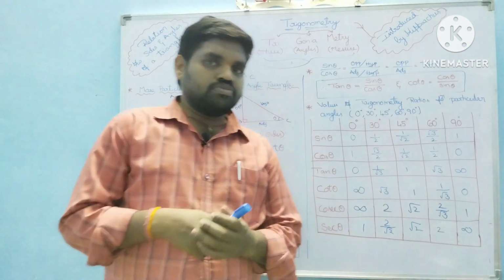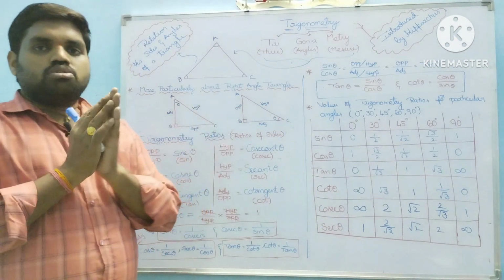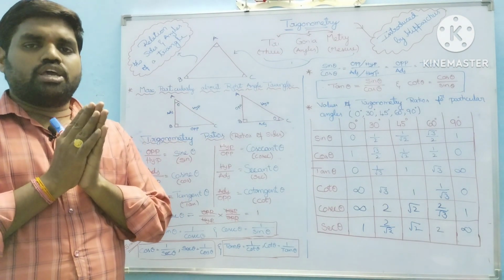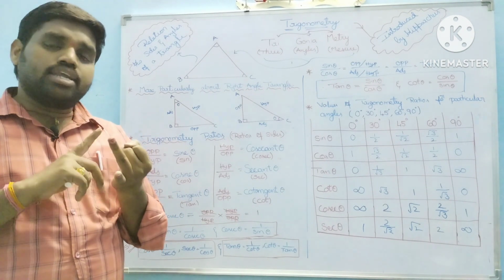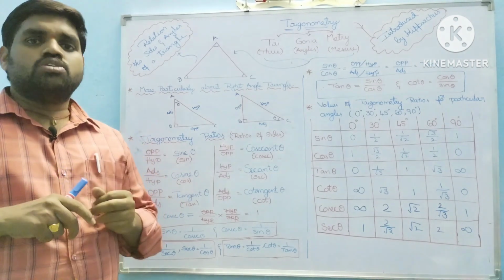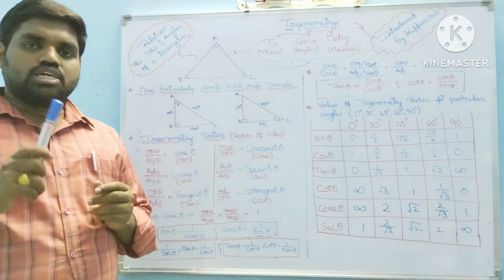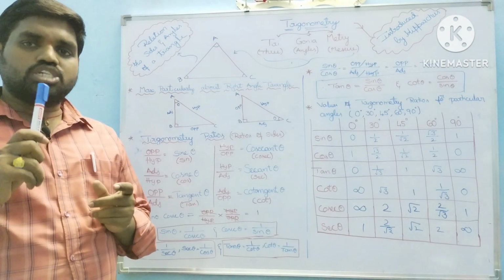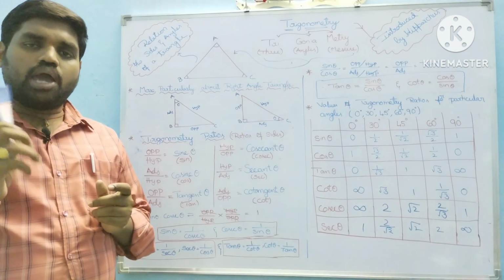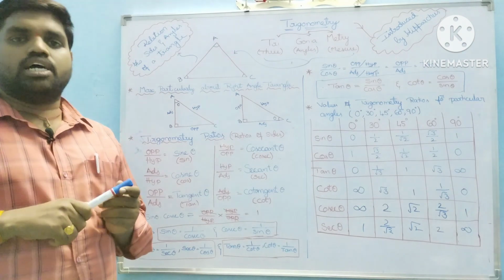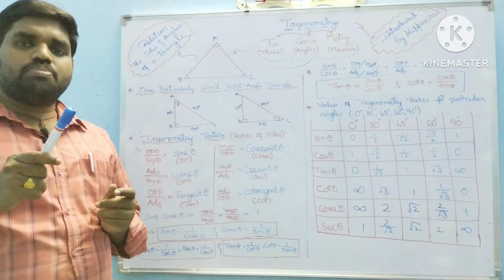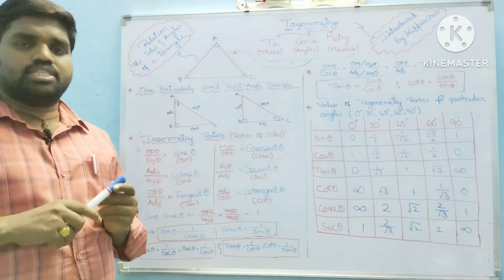I have to repeat once again. Here we have to take the ratios of the sides. There are three sides: one is hypotenuse, another is opposite side, another is adjacent side. In a right angle triangle, by using these three sides we can form 6 ratios. The three main ratios are opposite by hypotenuse, named sin theta; adjacent by hypotenuse, named cos theta; and opposite by adjacent side, named tan theta.